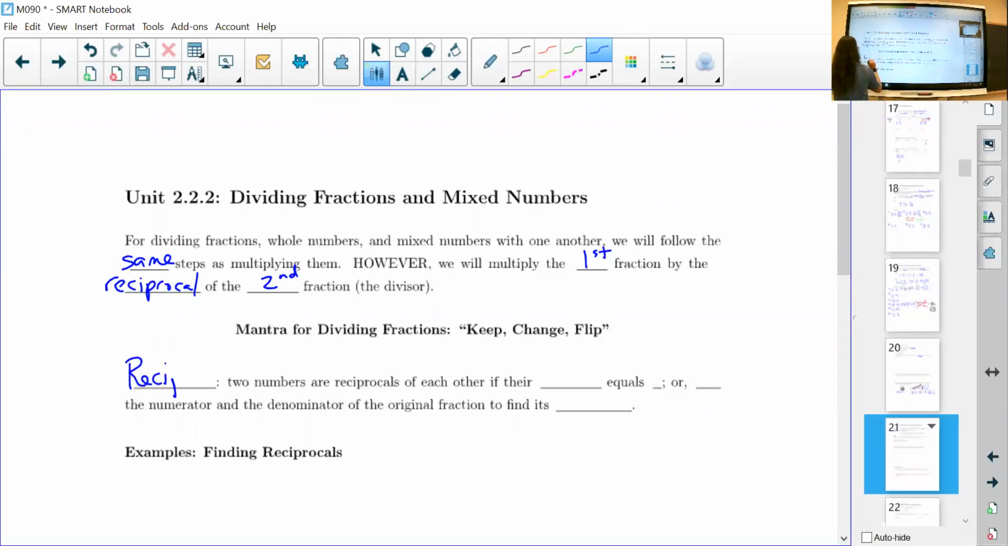Okay, great. So what's a reciprocal? Well, two numbers are reciprocals if their product, meaning what we get when we multiply them, equals 1. Or we can flip the numerator and denominator of the original fraction to find its reciprocal.